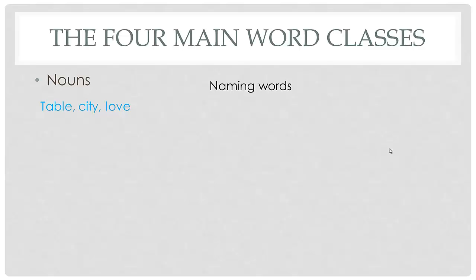Love is what we call an abstract noun. It doesn't have a physical existence in the world. You can't see it, you can't pick it up. But it's still a thing. It's still a thing that we give a name to. It's still something that exists in the world.